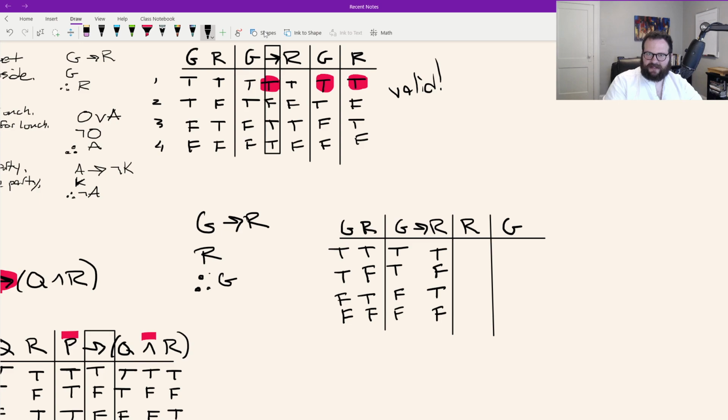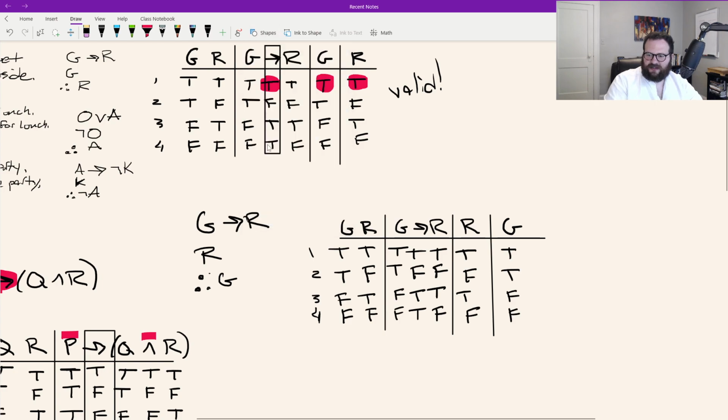Okay, so let's solve for if G then R. Well, again, it's going to look the exact same, right? True, false, true, true. Row one, two, three, and four. Why on row two is it false? Because the antecedent G is true, but the consequent R is false. And that's the only way that a conditional can be false. The only way. Now, R, we're just going to bring that information over. True, false, true, and false. And G, we just bring that information over as well. True, true, false, false. Okay.